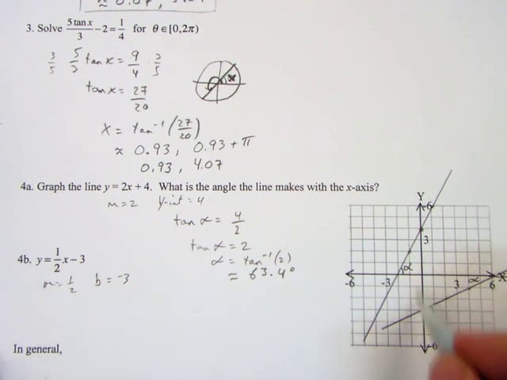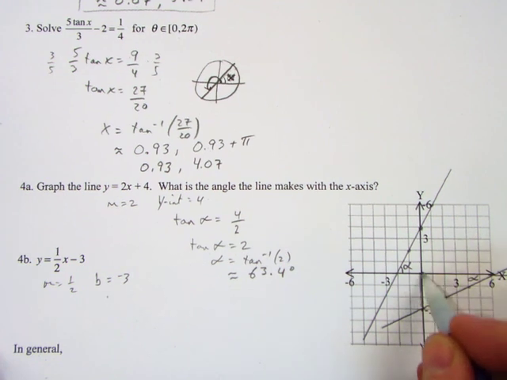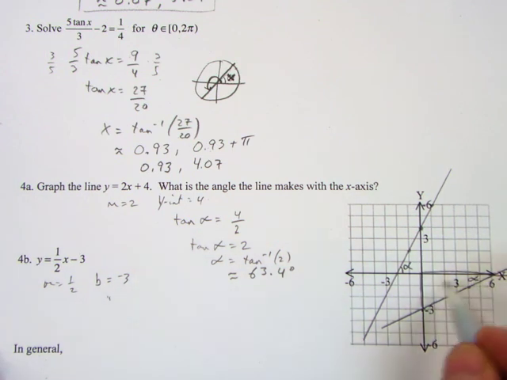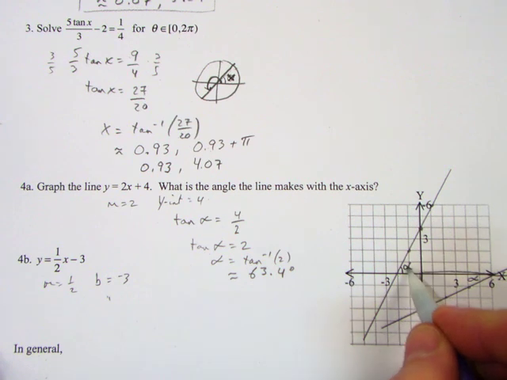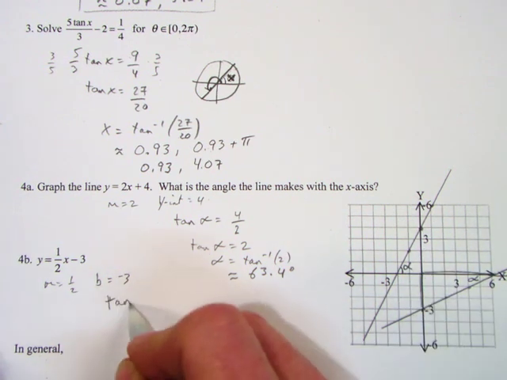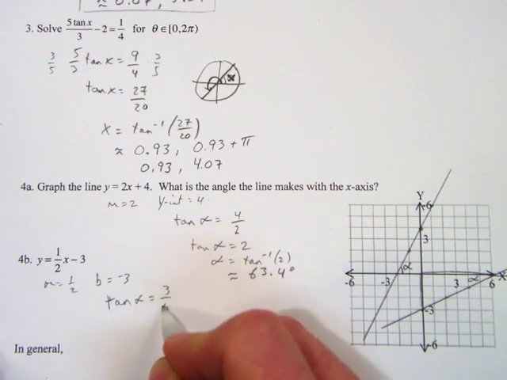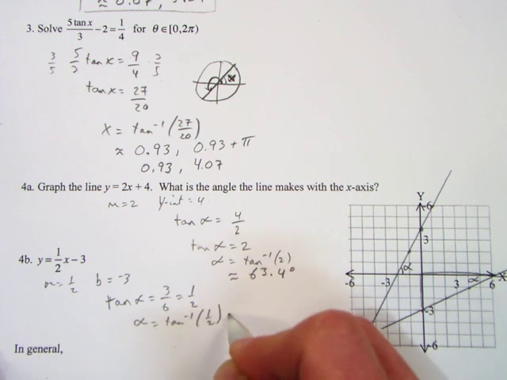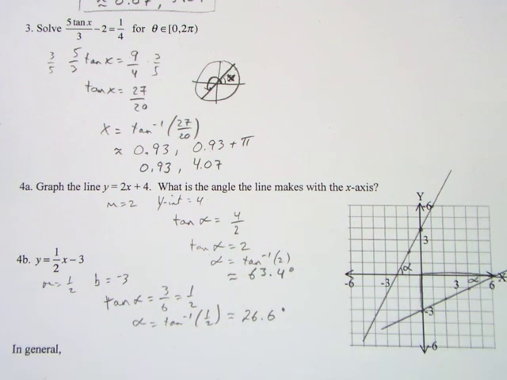I have a triangle here, and what can I say about that triangle? I know what this piece is, and I know what this one is. It's crossing over at 6, and it's going down 3. So we can say, again, tangent, because it's opposite and adjacent, just like this previous one was opposite over adjacent. Tangent of alpha equals 3 over 6, which is 1/2. So alpha equals the inverse tangent of 1/2, which is approximately equal to 26.6 degrees. Now, take a moment to look at those. You have to hit pause, but look at them.